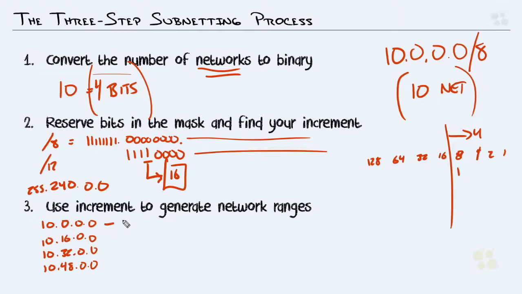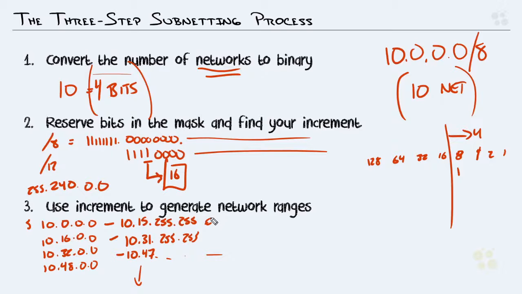Fill in the end range. We'd have 10.0. Actually not 0. 10.15.255.255. My goodness, that's going to be huge. 10.31.255.255. Are you following this? This one goes up through 10.47. Right? And then down and down and down we go. That's the start and end at each one of those networks.